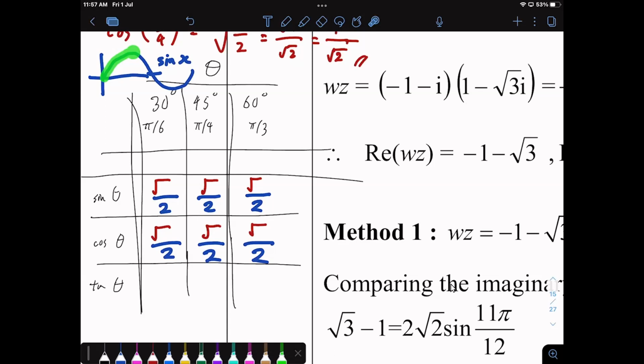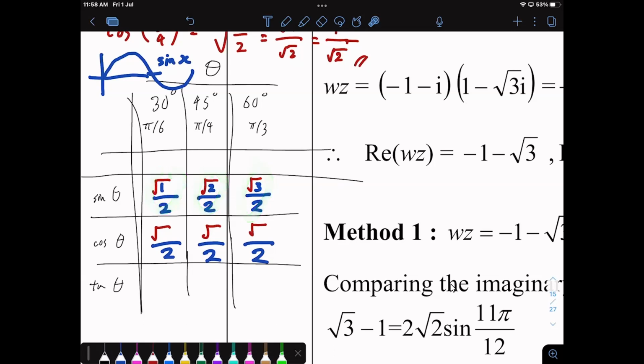In nursery and kindergarten, what are the first few numbers you learn? 1, 2, 3. So you put down 1, 2, 3 here. Those are the values of sine for 30, 45, and 60. Can you remember? You can. Verify with a calculator if you don't believe me.